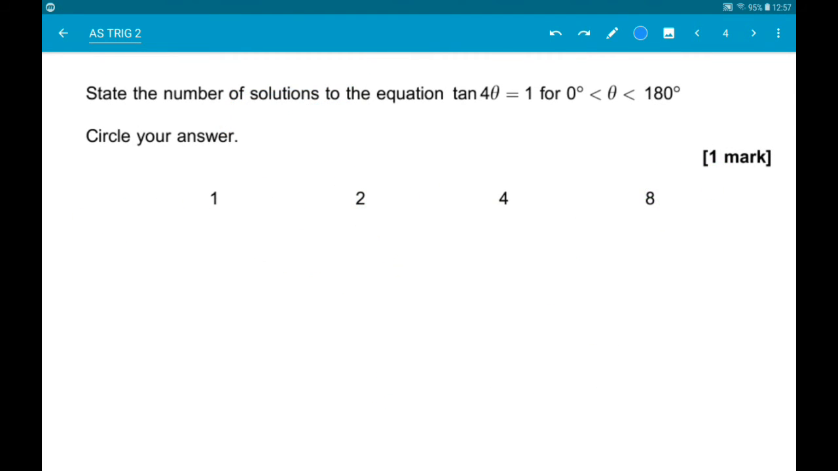Okay, next up we want to state the number of solutions to the equation tan of 4 theta equals 1 for theta between 0 and 180 degrees. Okay, so again, tan theta has a period of 180 degrees. So, tan of theta would have one solution in this interval. Tan of 4 theta has everything happening 4 times faster, so it's squashed together. So there are 4 times as many solutions, so there are 4.